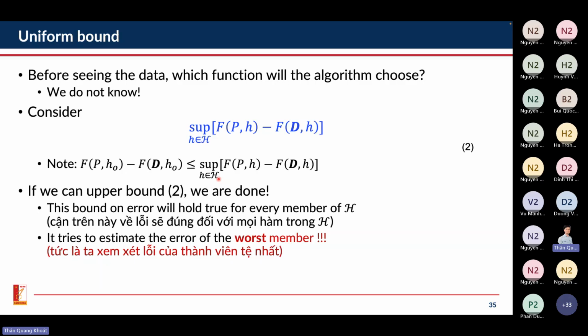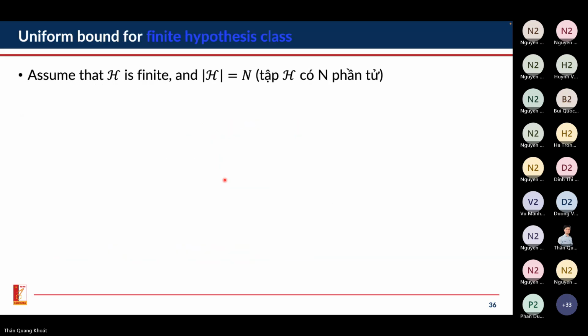And of course, the remaining task is to bound these quantities, right? And we hope that this quantity should be small. Okay, so let's consider the case where our model family only has a finite number of members, not infinite. Let's consider the finite case. Assume that the number of members in the model family is n.